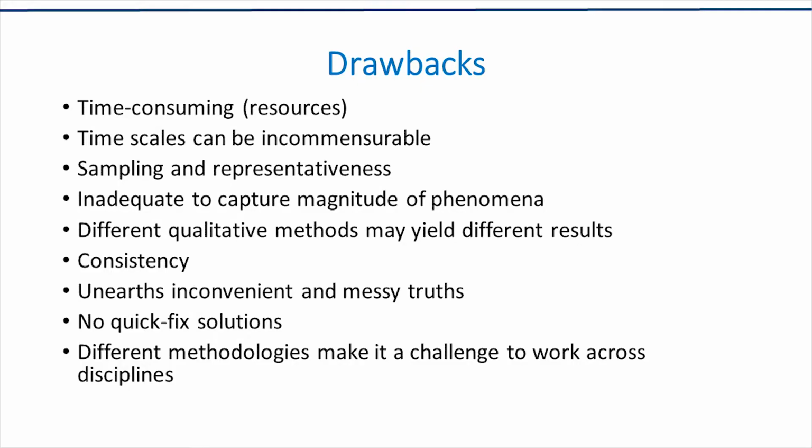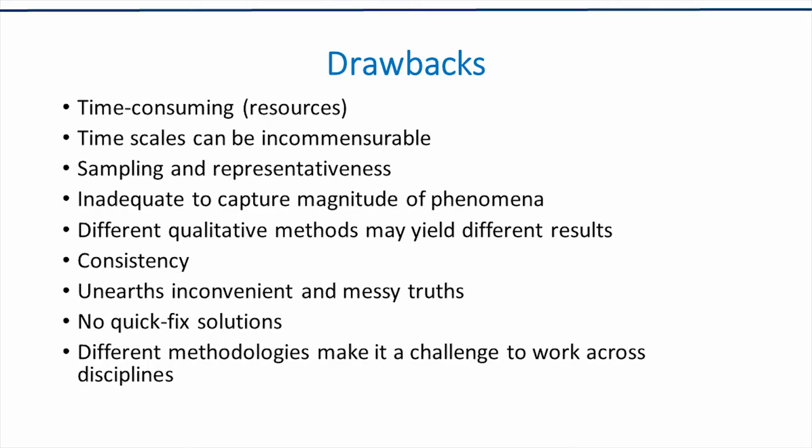The different qualitative methods may yield different results. This doesn't necessarily mean that they're wrong or they're untrue. It just means that there are many versions of things. So one researcher may gain access to a particular group of people or a particular circumstance, and they may get some really interesting data from that. A different researcher may gain access to some different kinds of environments and get some slightly different information. So there can be issues with consistency there.